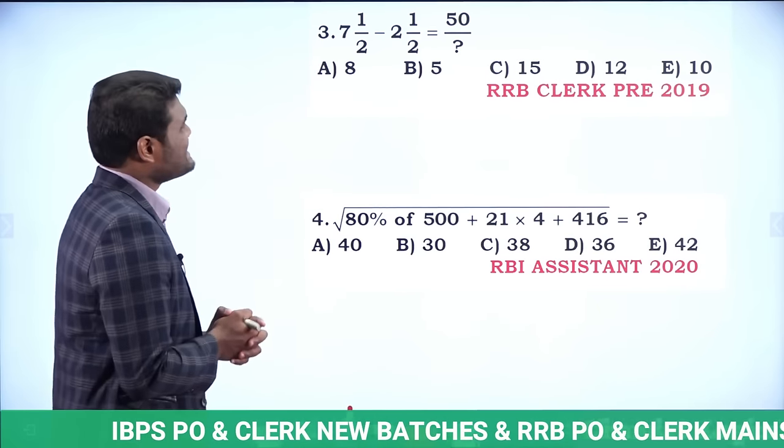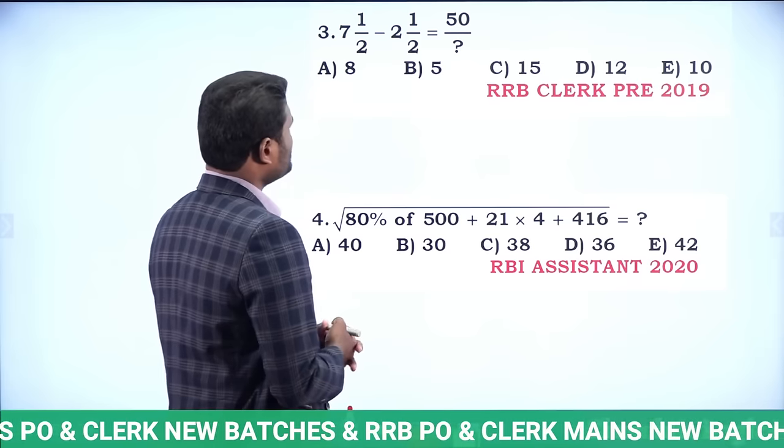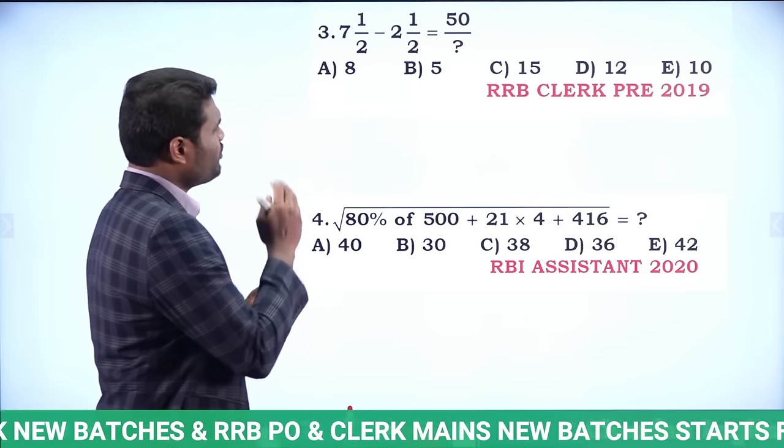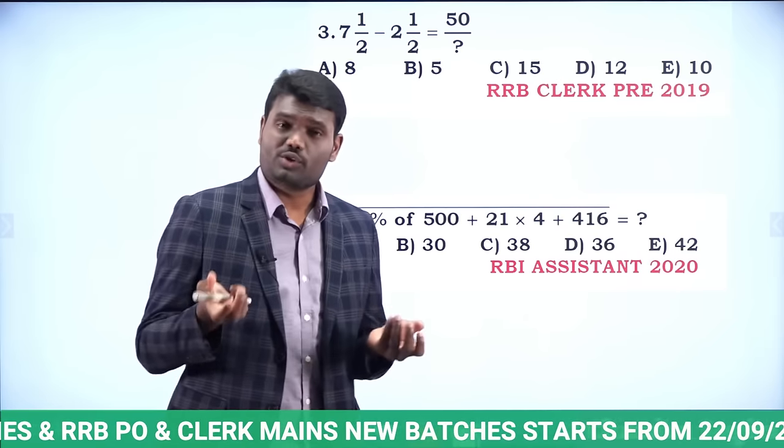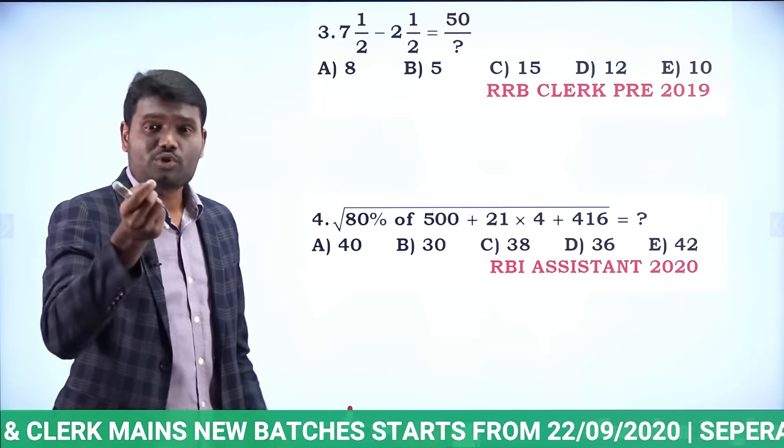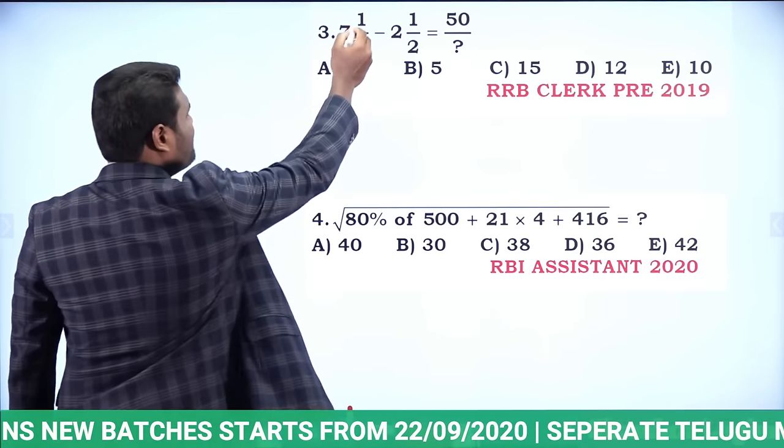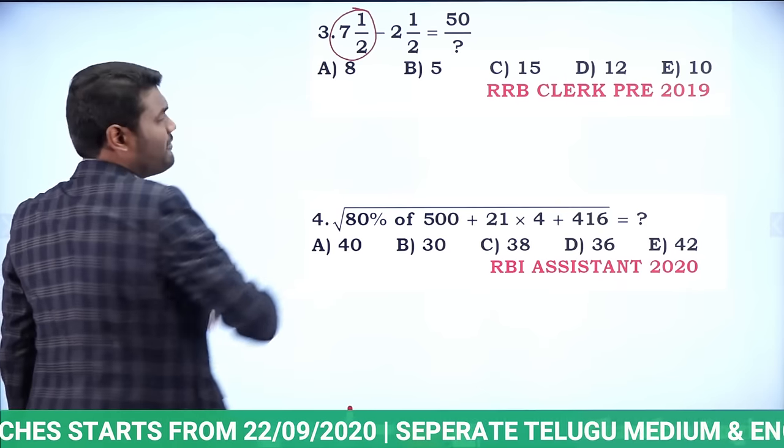The next question is 7 1/2 minus 2 1/2 equal to 50 by question mark. We are asked to find what this question mark is. Most of the guys convert this mixed fraction to a normal fraction.